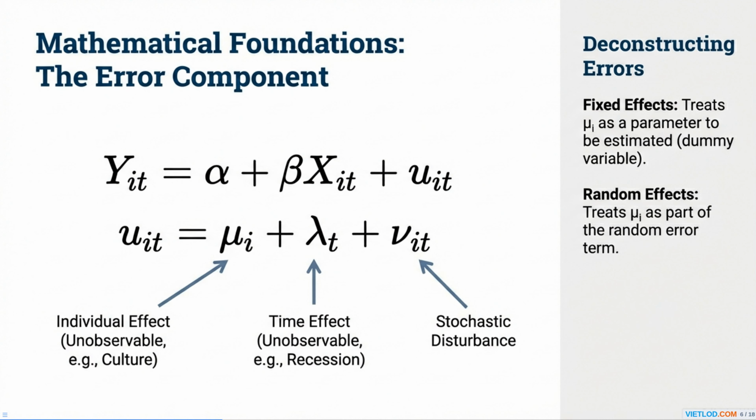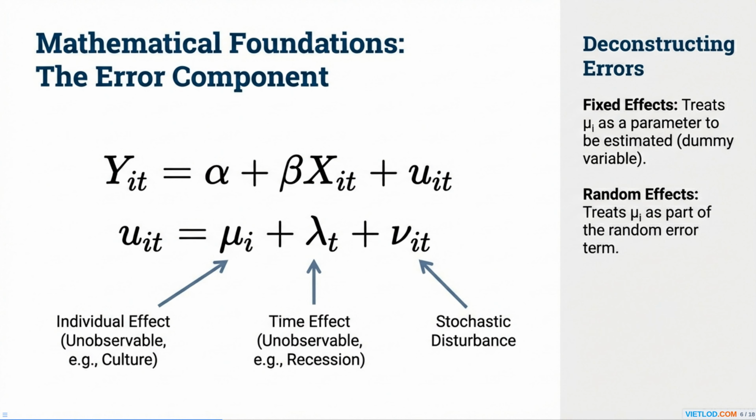The slide presents the mathematical foundations for understanding the error component in panel data models. We start with the basic regression equation, YIT equals alpha plus beta XIT plus UIT. Here, YIT is the dependent variable for individual I at time t. Alpha is the intercept, beta is the coefficient, XIT is the independent variable, and UIT is the error term.